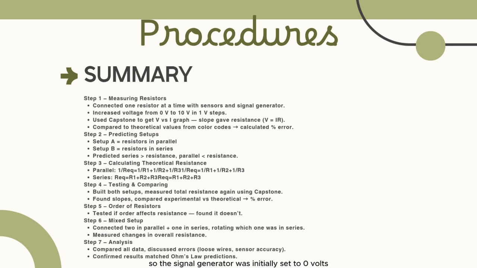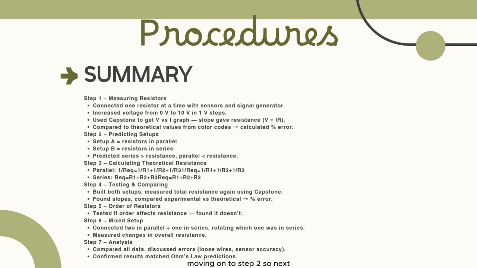The signal generator was initially set to 0 volts, and voltage was increased in 1 volt increments up to 10 volts. For each step, current and voltage readings were recorded. Using the linear fit function in the Capstone software, we determined the slope of the voltage versus current graph, which represents the resistance of the resistor according to Ohm's law. These measured values were compared to the theoretical values determined from the resistor color codes, and the percent error was calculated.